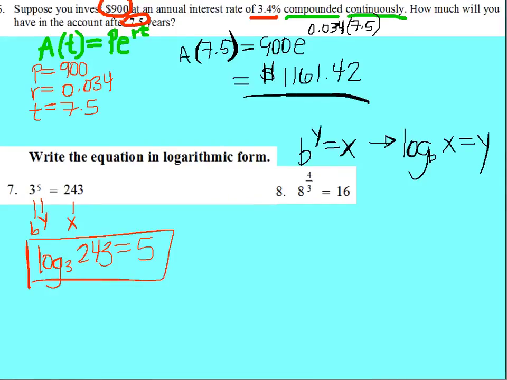Alright, number 8 is doing exactly the same thing. 8 is our b, the 4/3 is our y, and 16 is our x. So we have log base 8 of 16 is equal to 4/3.